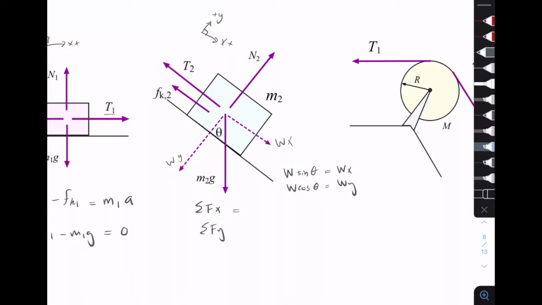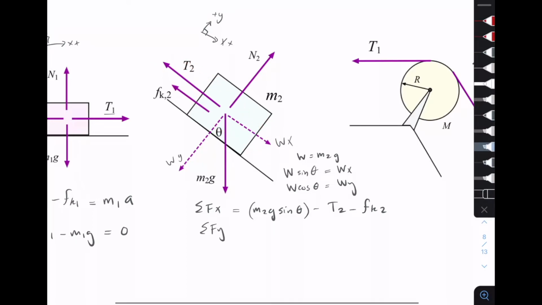So sum of forces in the x direction, our w is equal to m2g, which is what we see here. So what is our wx? m2g sine of theta for wx, minus T2, minus fk2. Did we get everything along the x? Yes, just those three forces.